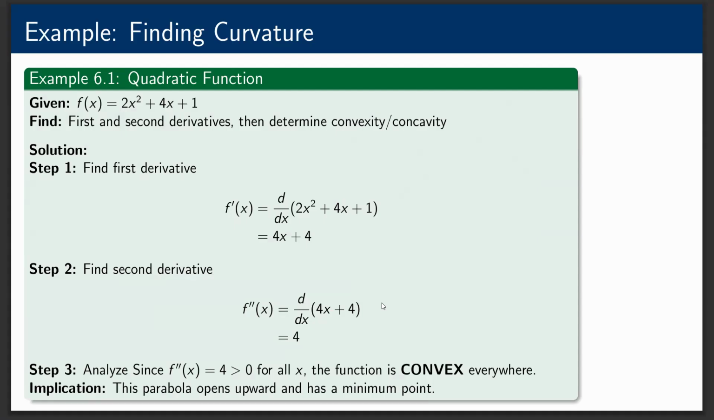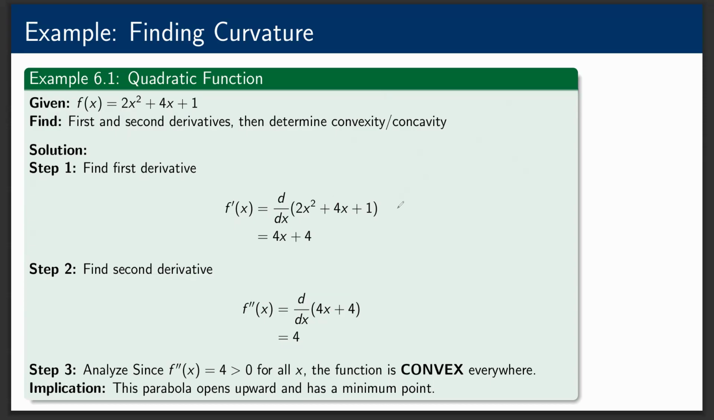Here the f of x function is a quadratic function. It says to find out the first order and second order derivative. For the first order derivative, find the derivative of 2x square plus 4x plus 1. So which rule should I apply here to find the derivative? Can anyone say the derivative of 2x square plus 4x plus 1?